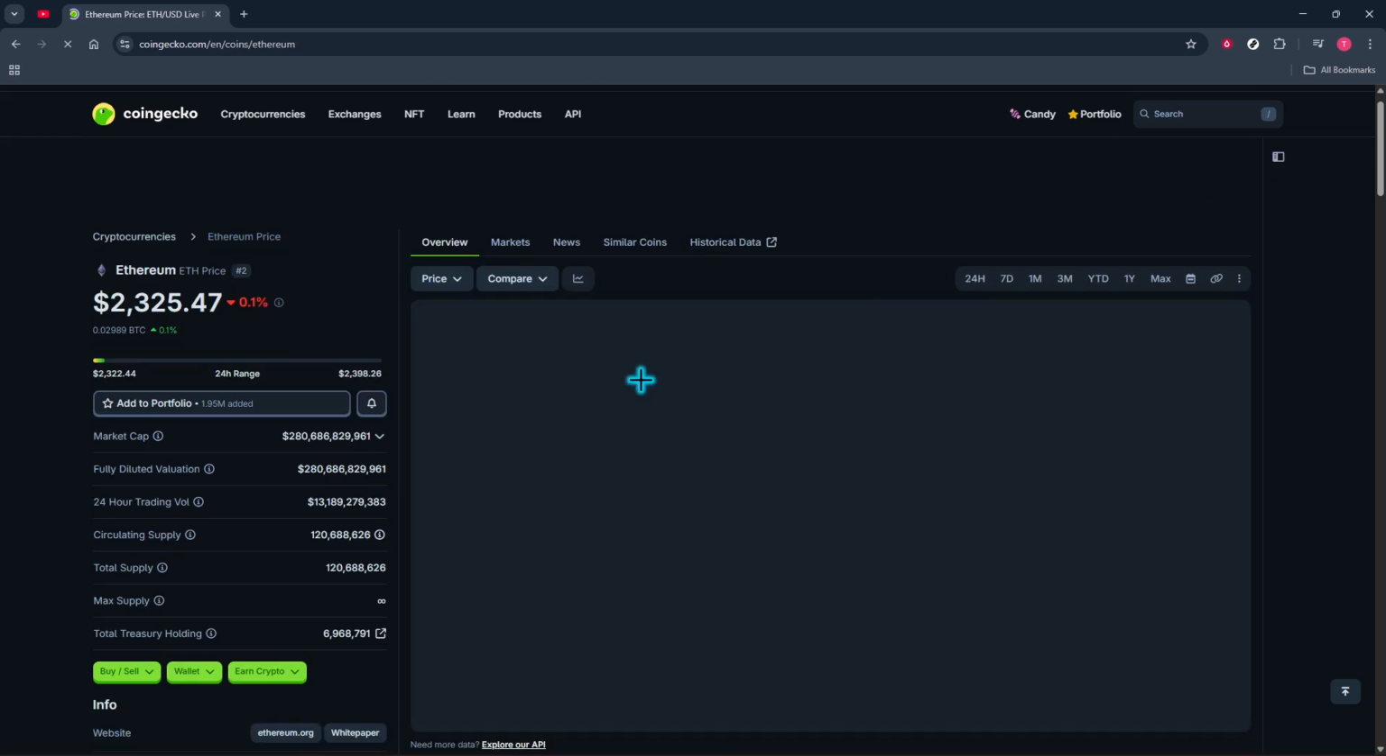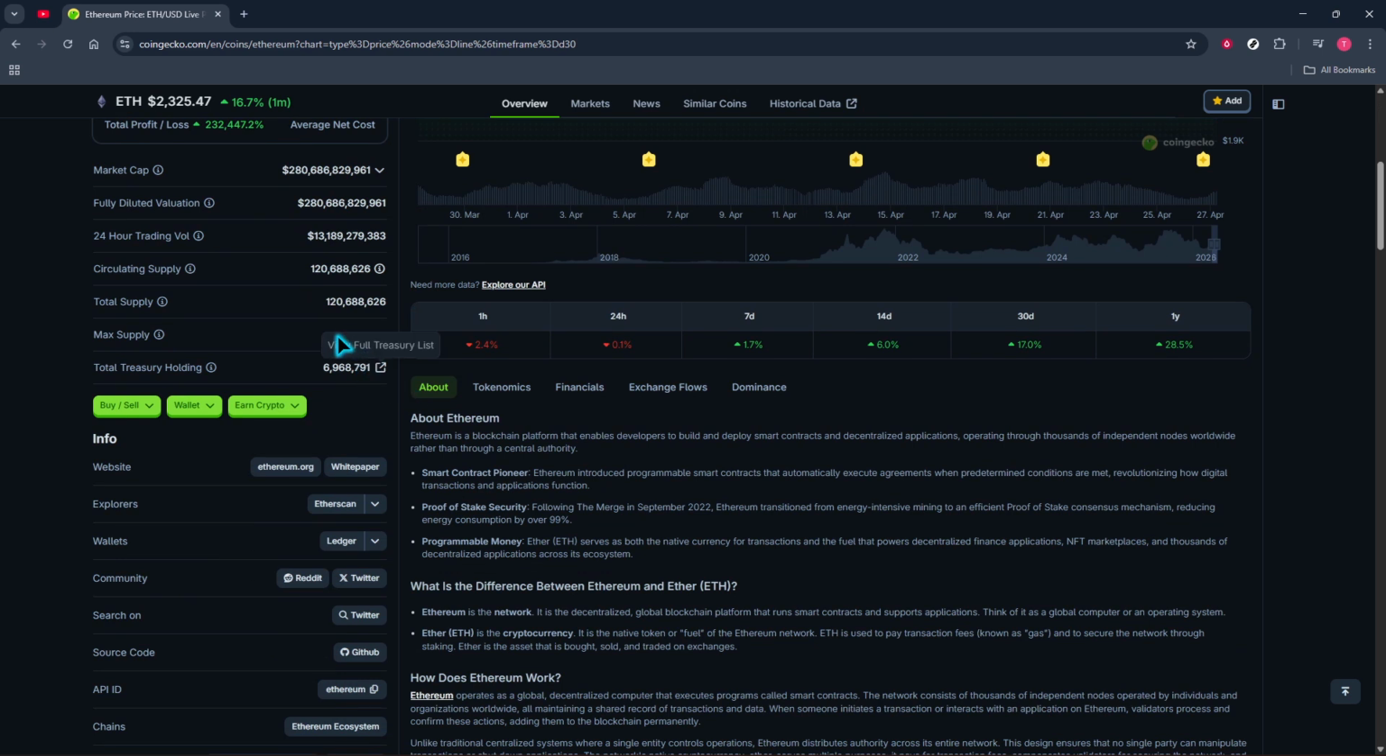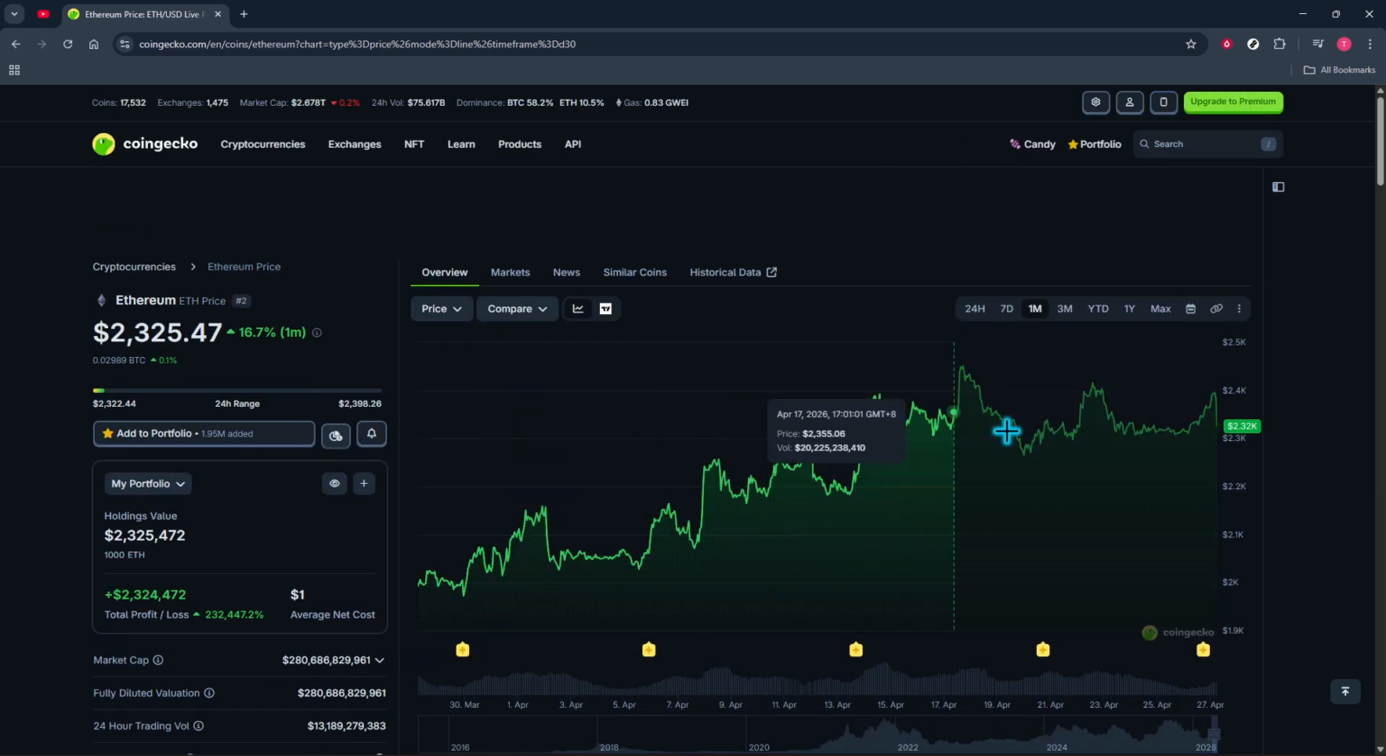Most importantly, look for the Markets tab on a coin's page. That's where CoinGecko shows the real exchanges that list that coin, such as major global platforms. Those exchanges are where actual buying and selling happens. CoinGecko simply points you to them.